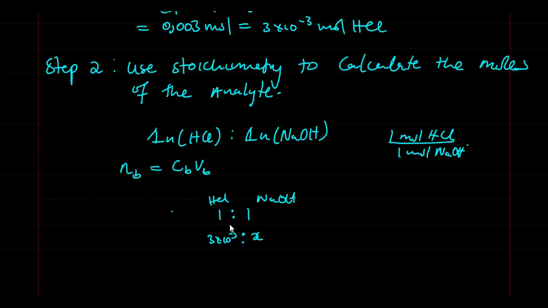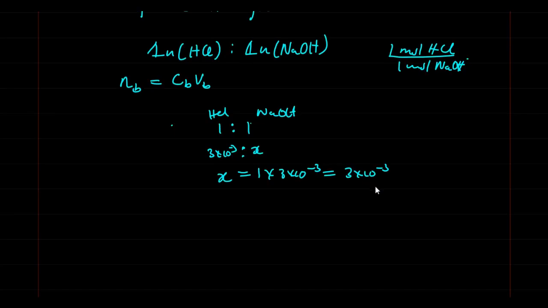If I cross multiply, here I'm going to have 1 multiplied by x, which is x, and then 1 multiplied by 3 times 10 to the power -3. So what is the answer? The answer is still the same. Because I used my stoichiometry, these are no longer the moles of hydrochloric acid, but they are the moles of sodium hydroxide.